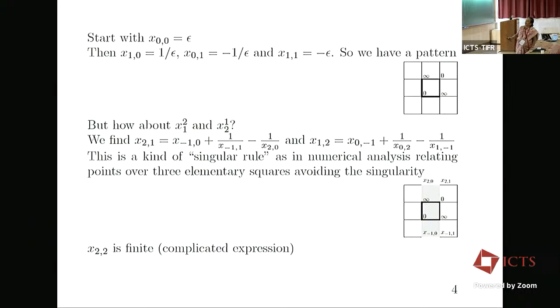When we calculate, we see that here it takes the value infinity. Here also it takes the value infinity. But when we move further, the indeterminacy, rather the singularity, is removed. They are all finite values. So when we calculate x2,2, we have seen that it is also finite, but the expression is very complicated.